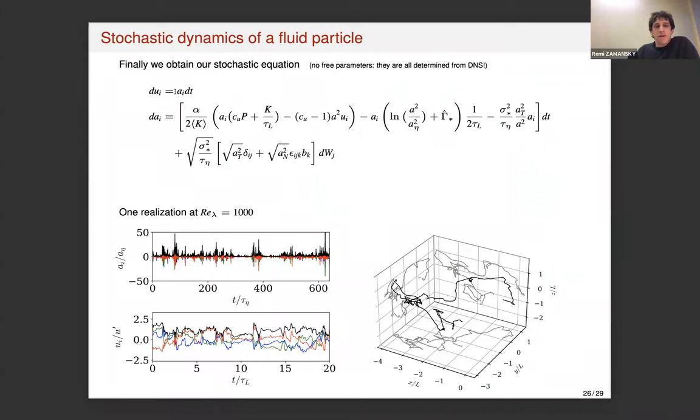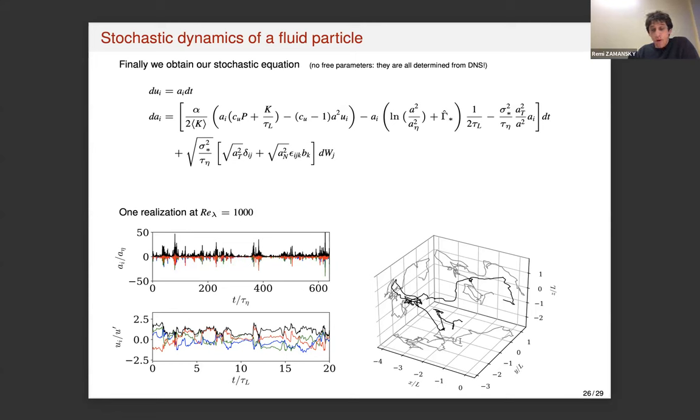We can integrate the path of the realization and obtain that kind of evolution. So on the bottom left here, you have the evolution of the velocity. The three colors are the three components, and the black is the norm of the velocity. And the same here for the acceleration. It's not very easy to see, but you have the evolution of the components of the acceleration and the norm of the acceleration. And you can see that for the acceleration there is some intermittency in the signal, with some periods of very quiet acceleration and sometimes some bursts of the acceleration.